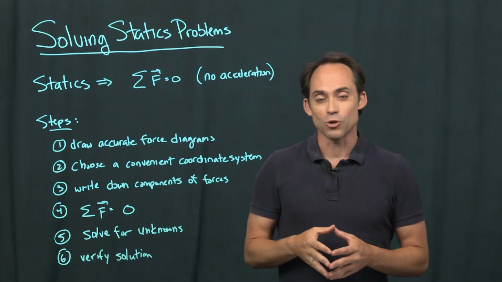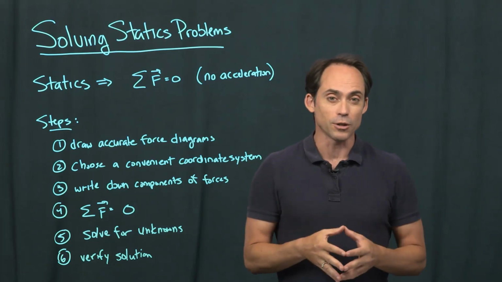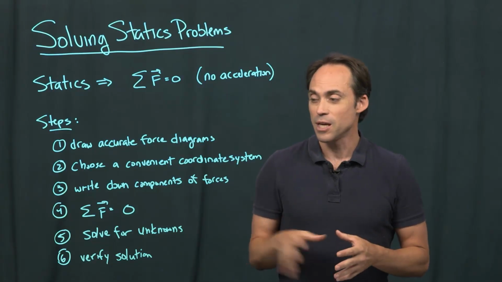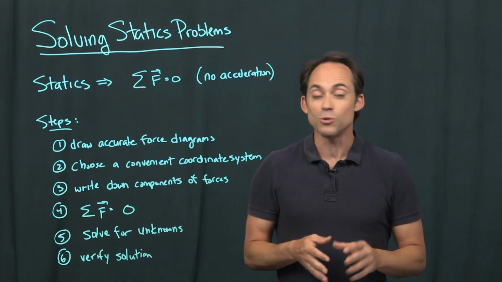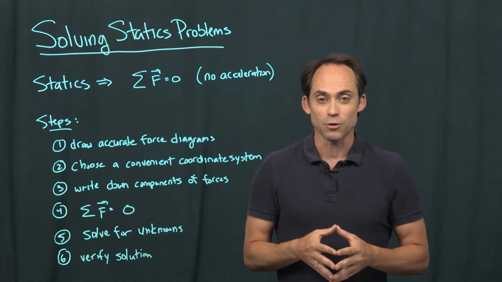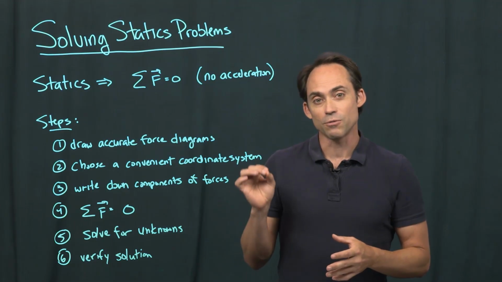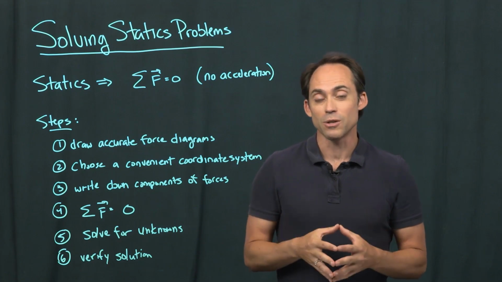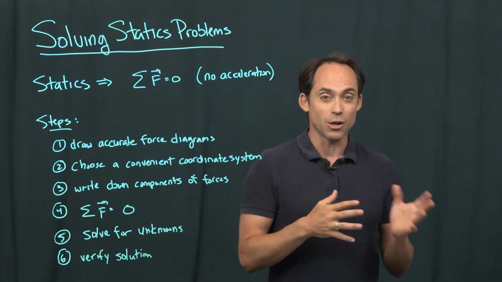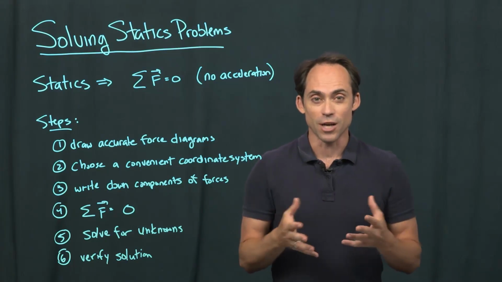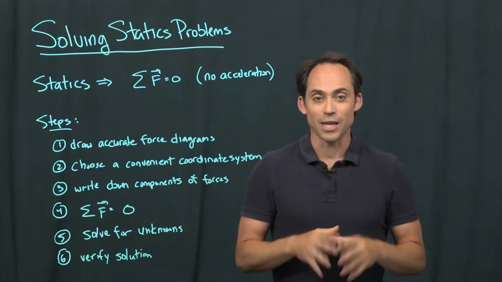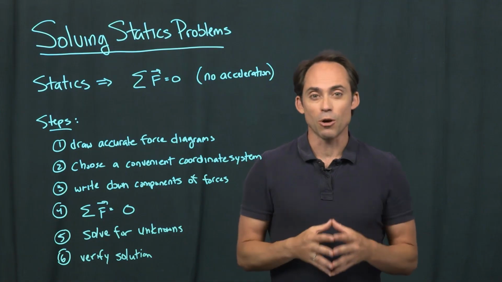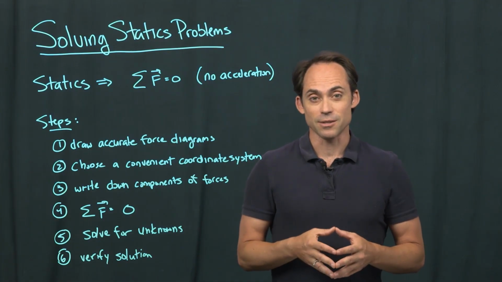The first step is to make sure we draw accurate force diagrams for all the important components of our problem, breaking down our problem into the interacting pieces and writing those force diagrams. Choosing a convenient coordinate system that applies to all of the objects and all of the force diagrams uniformly. Writing down our components of forces along the axes of those coordinate systems. And then writing down our equation of motion, which is really just the sum of the forces in each of the coordinates is equal to 0 for all of the objects, because if none of them are accelerating, that is a statics problem. We use those equations to solve for the unknowns, and then it's always important to go back and check to make sure our solution makes sense.